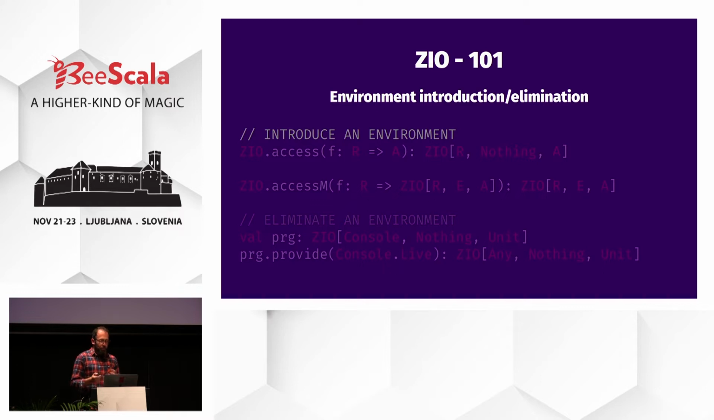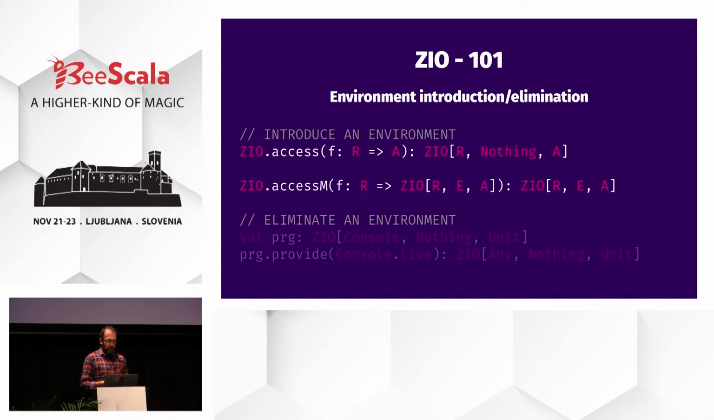So how do we introduce, in general, or eliminate the requirement for an environment? To introduce, there are essentially two methods. One is access, which, given a function from R to A, introduces a requirement for R and gives us a ZIO of R that cannot produce errors and returns A. And if I have an effectful computation, I can use accessM. To eliminate the dependency on an environment, I use provide. So provide eliminates the requirement.